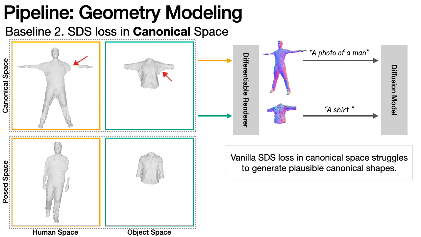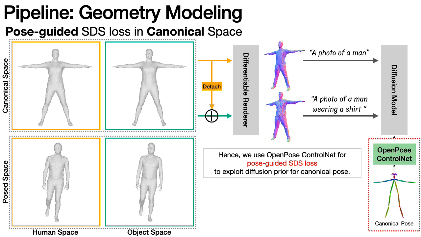However, applying the vanilla SDS loss in the canonical space struggles to generate plausible canonical shapes. To address this problem, we use our pose-guided SDS loss by incorporating Open Pose Control Net with the pre-trained diffusion model to exploit the prior for canonical shapes of the human and object.